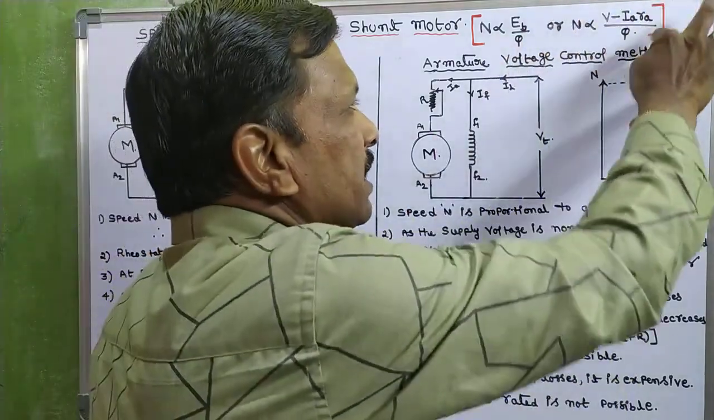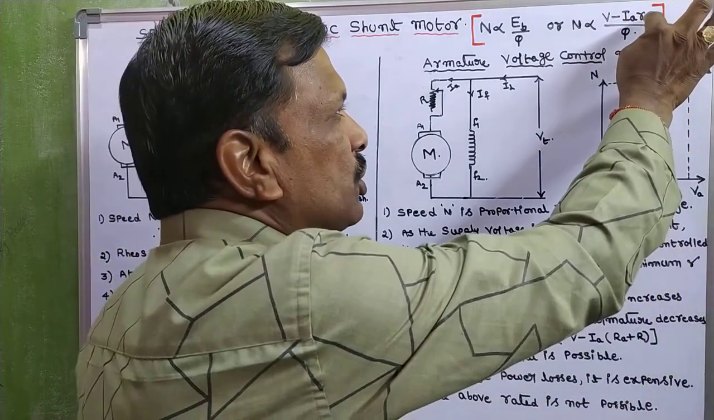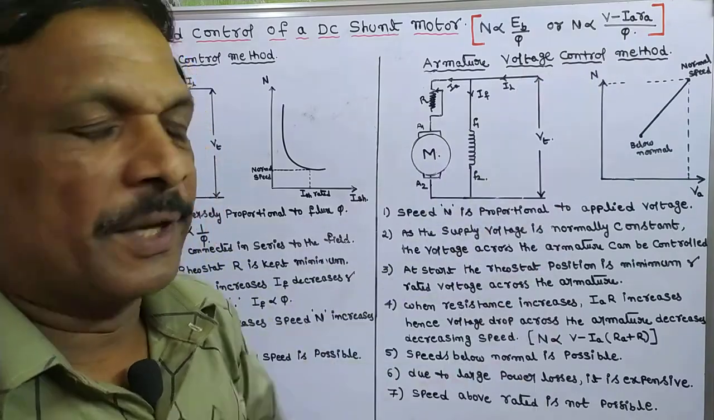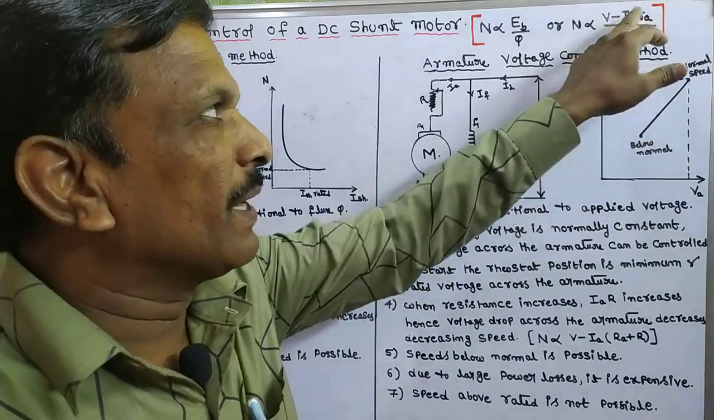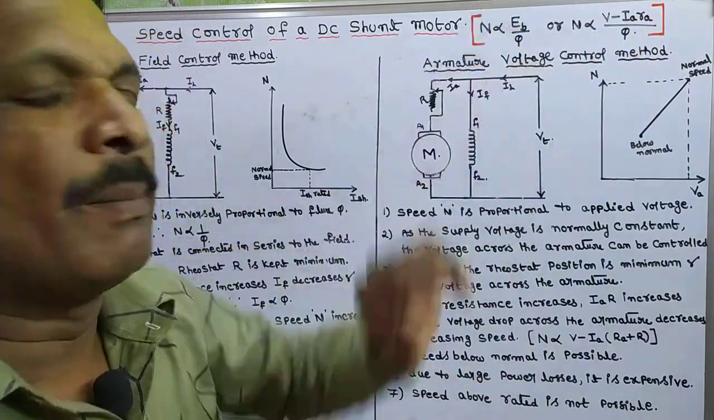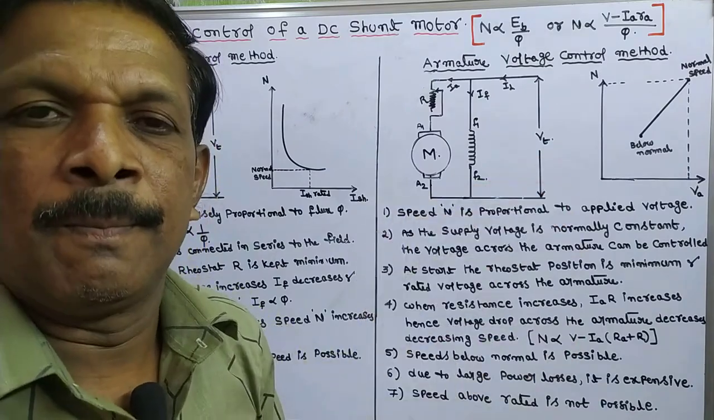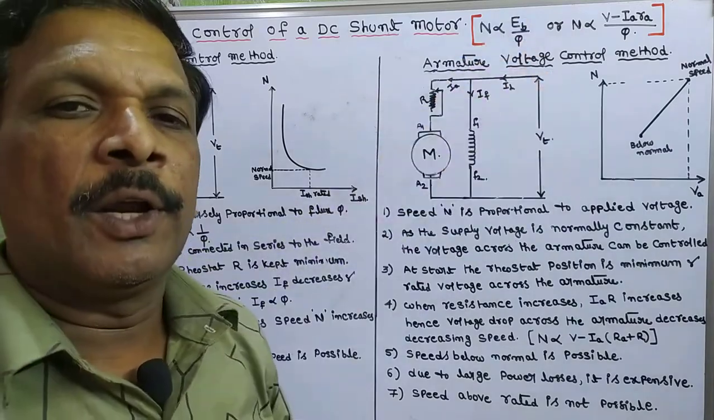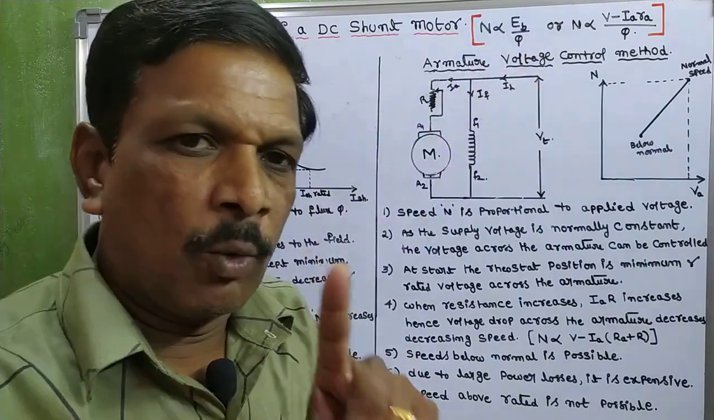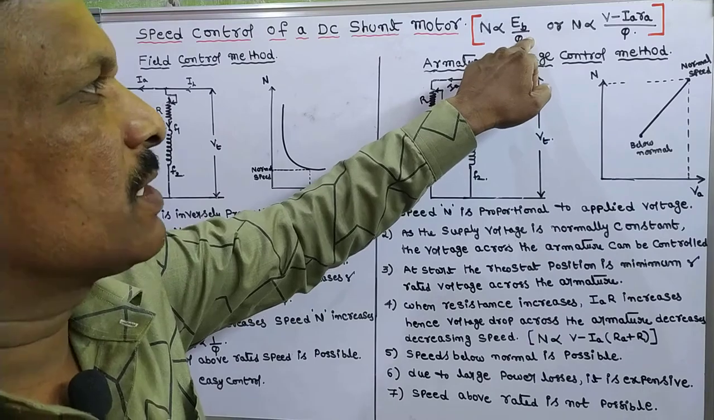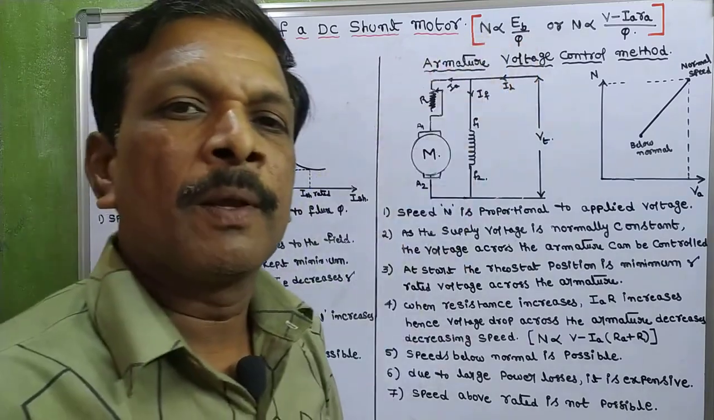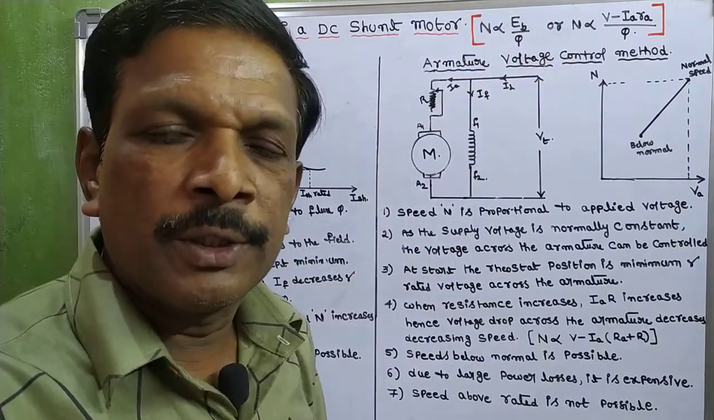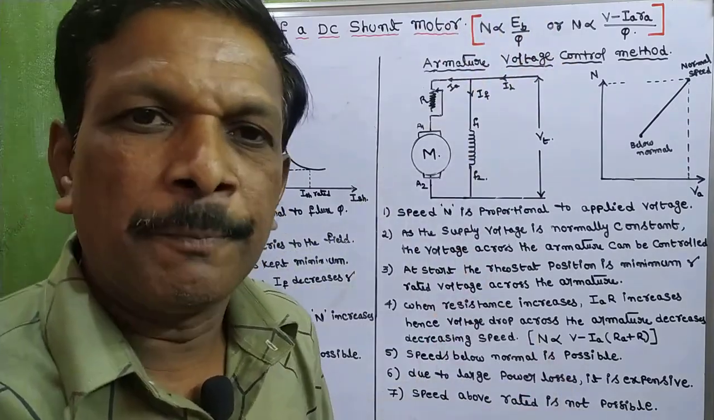So in this equation, when we change the armature resistance, the drop will increase. When the drop increases, the back EMF will decrease. That's why we can change the speed in two ways. Number one, by changing the flux, we can change the speed. Number two, by changing the armature voltage, we can change the speed.